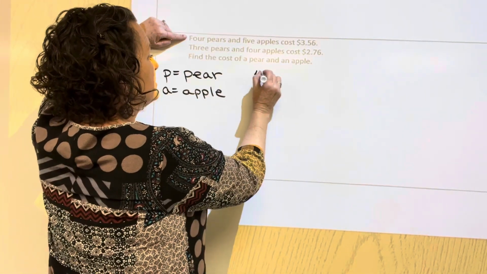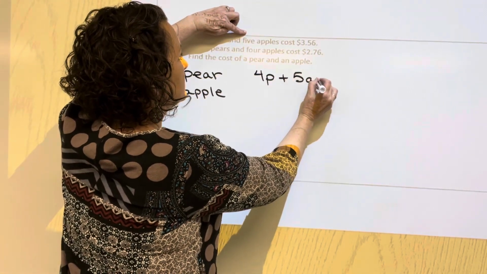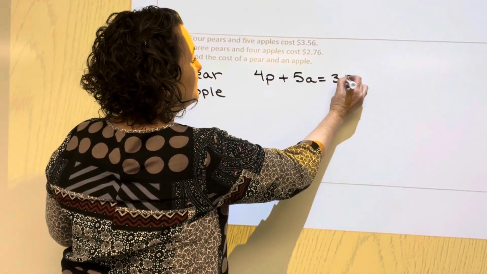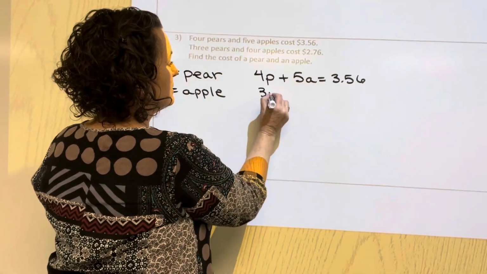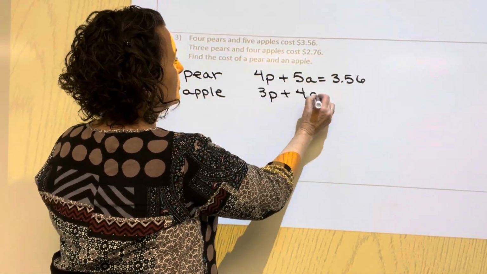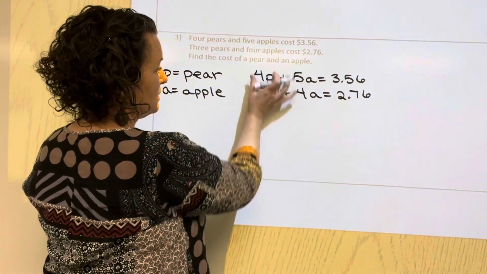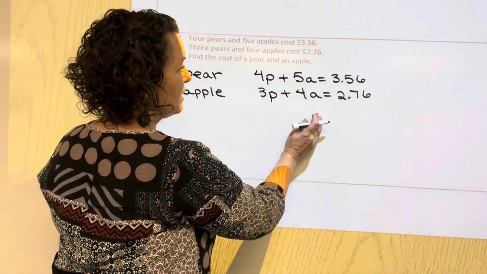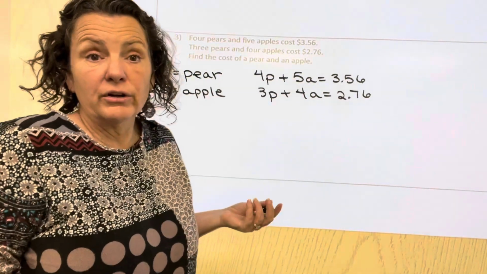We have 4 pears plus 5 apples, and it's $3.56. We have 3 pears and 4 apples, and that costs $2.76. The pears are lined up, the apples are lined up, our equals and our totals. Looks good to me. We just need to learn how to solve it.